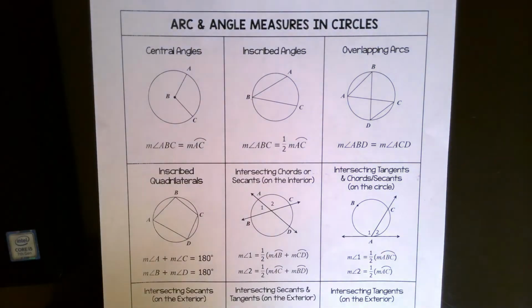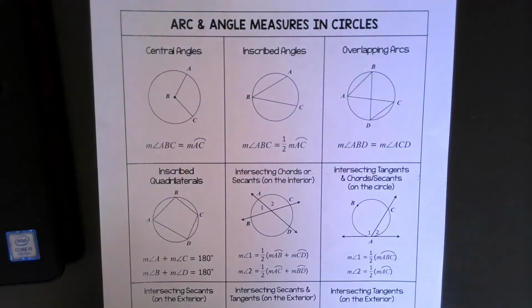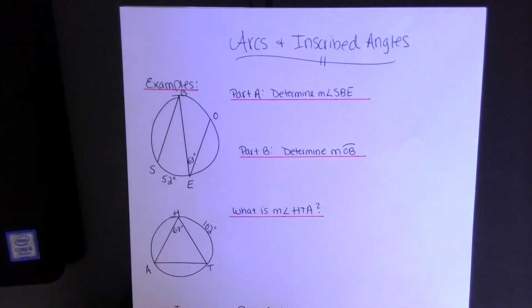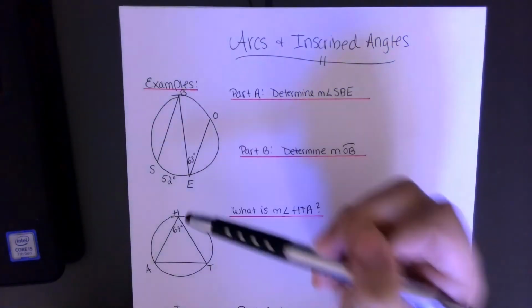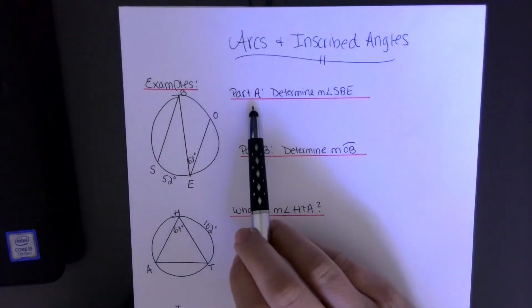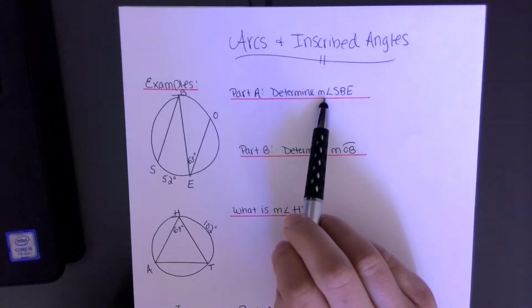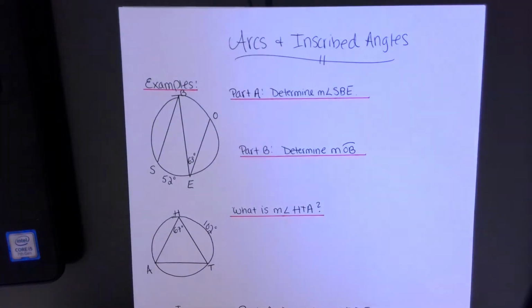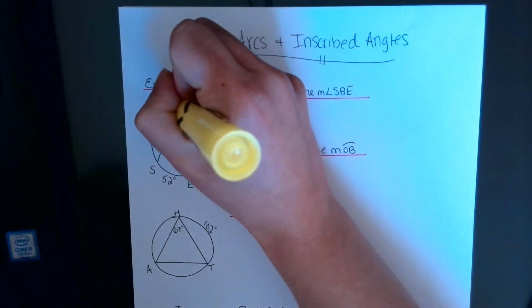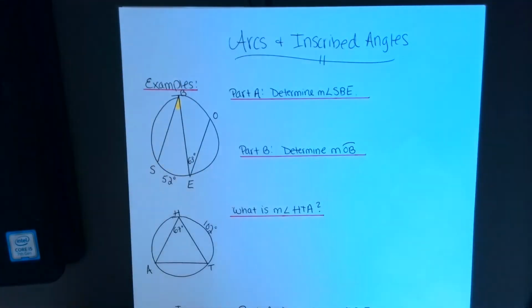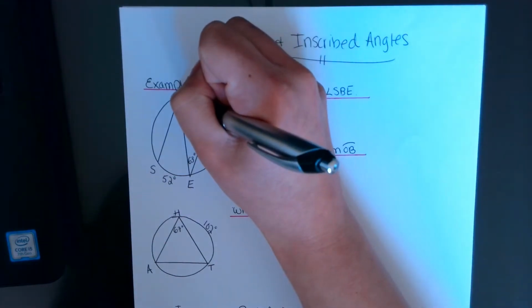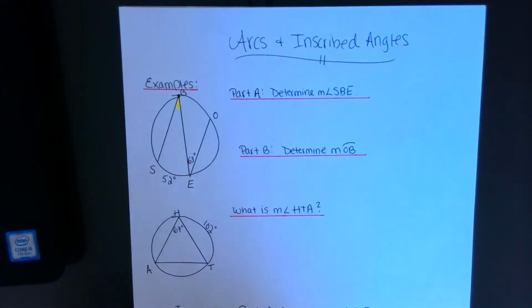Now we're going to practice with some examples. Okay, so let's look over this example right here. This is my circle, and we have our inscribed angles. It says, part A, determine the measure of angle SBE. I'm trying to look for this angle right here. Because its vertex lies on the circumference, whatever my intercepted arc is, I'm just going to take half of it.